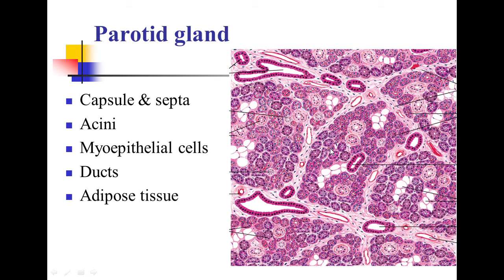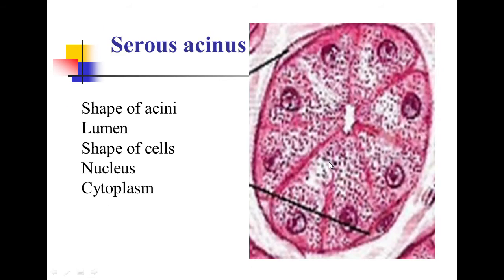So in the lobule you can see the acini. These acini are the serous acini. Then there are the ducts. These are the striated ducts, interlobular ducts. In addition to that, there is a little adipose tissue. Now what is the structure of serous acinus? If you see one acinus, the shape of the acinus is rounded and it has a very narrow lumen.